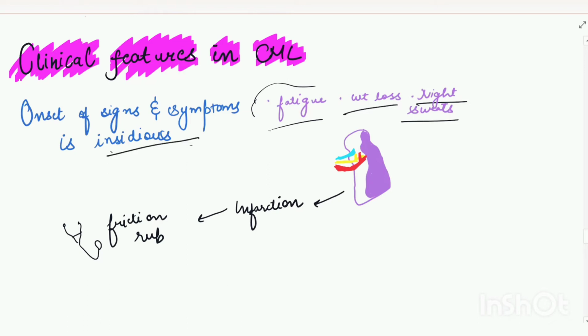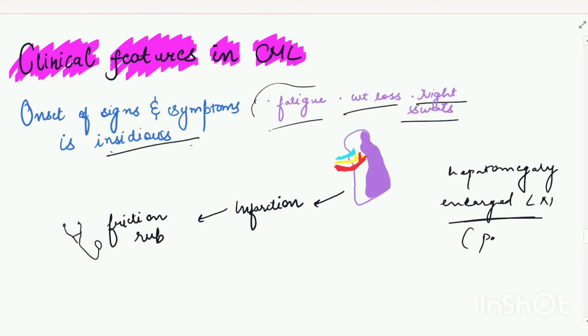Other features we can have are splenomegaly, or hepatomegaly, or enlarged lymph nodes, right? And these are painless. One point to note here is that whatever causes pain will be infection. Any enlargement which causes pain would be infection, and an enlargement which is painless will be cancer, of course.